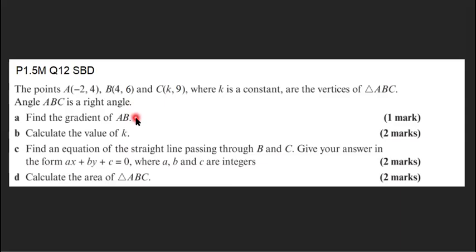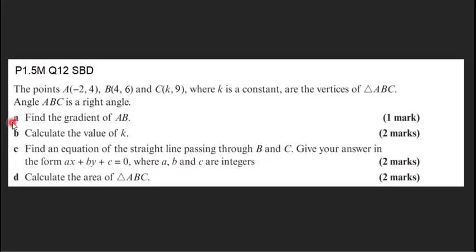First of all, find the gradient of AB. Then we would use that to work out the gradient of BC, given that ABC is a right angle. And then that would allow us to calculate K. Once we've found K, we have 3 points defining the triangle, and that means we can calculate the area of the triangle. We can also separately find the equation of a straight line, but we wouldn't need that to find the area.